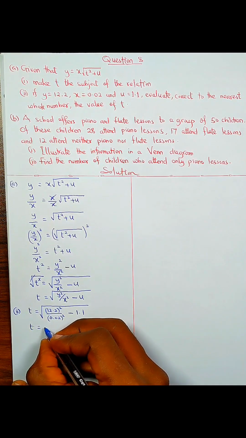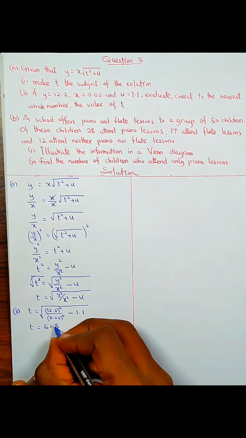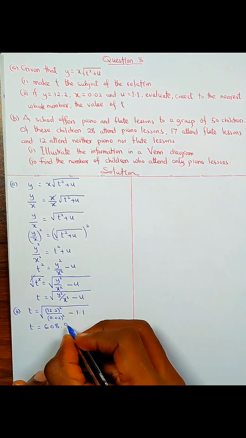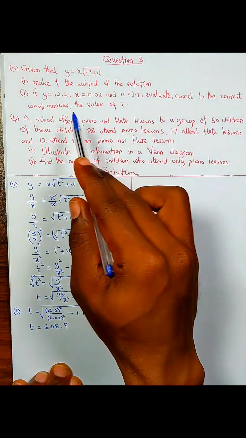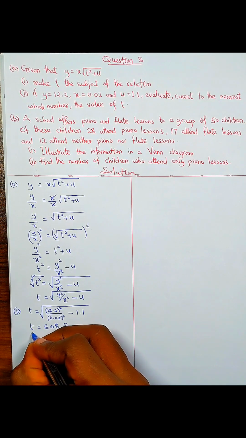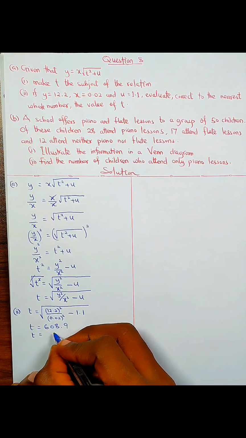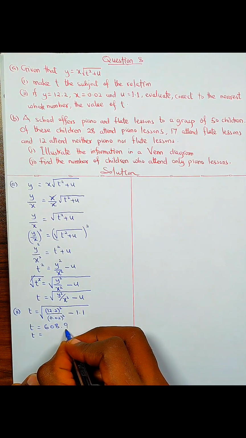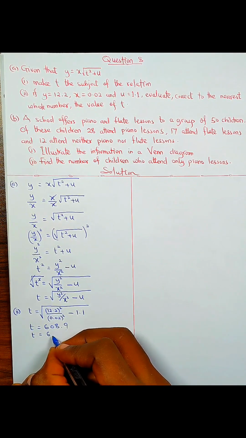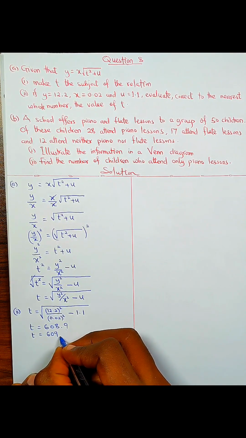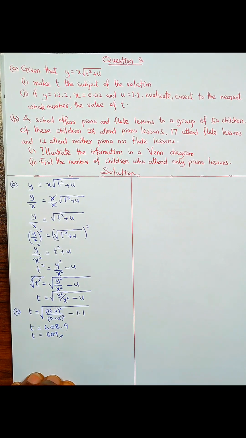So t is equal to 608.9. But the question says to take the answer correct to the nearest whole number. So to the nearest whole number, because this is 5 or greater than 5, we add 1 to this to give us 609. So that is the value of t.